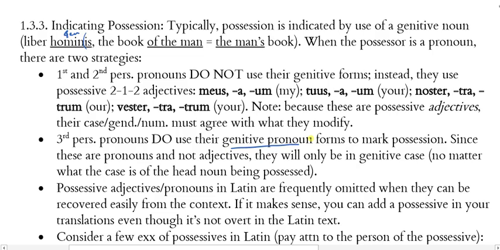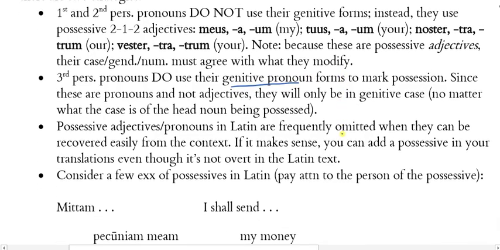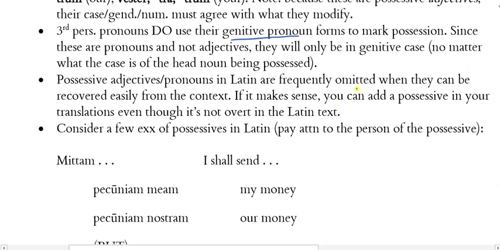Now, possessive adjectives and pronouns in Latin are also frequently omitted when they can be recovered easily from the context. And if it makes sense, you can add that possessive pronoun or possessive adjective in your translation, even though it's not overtly there in the Latin text. So let's consider a few examples of possessives in Latin. And I want you to pay attention to the person of the possessive here, because that dictates which strategy we use for possession.